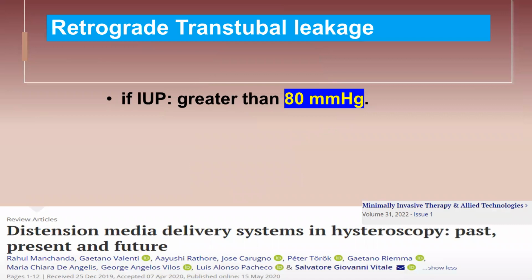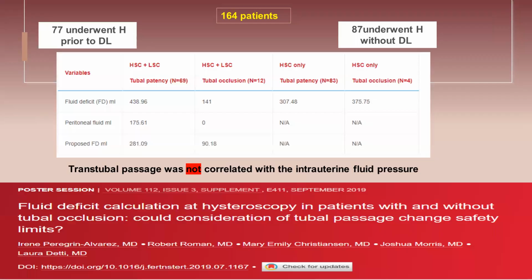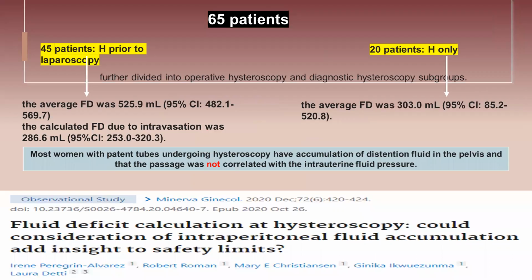We have to keep in mind what's called retrograde transtubal leakage, which means that the fluid goes from the endometrial cavity to the peritoneal cavity via the patent fallopian tubes. This occurs if the intrauterine pressure exceeds 80 millimeters of mercury. Some studies addressed this important source of leakage of fluid into the peritoneal cavity by performing laparoscopy concomitantly with hysteroscopic surgery, and they found that transtubal passage was not correlated with the intrauterine pressure. The same group published a more or less similar study with more or less similar results.